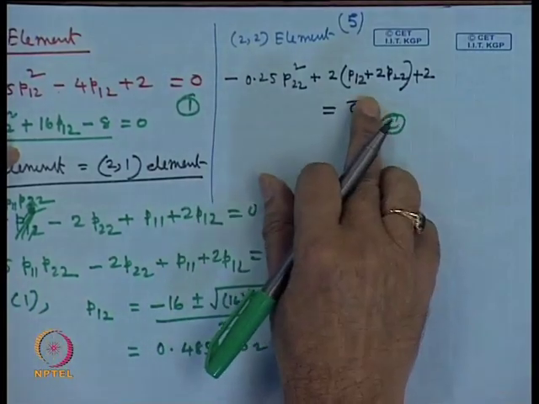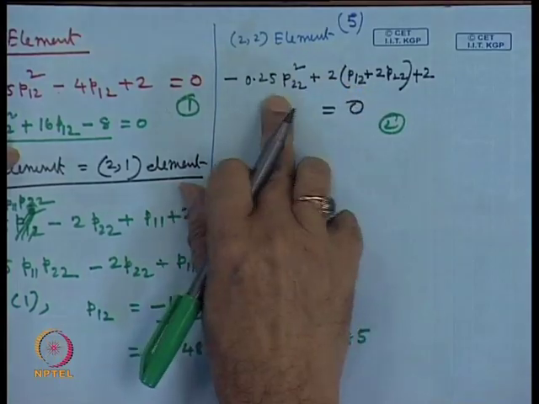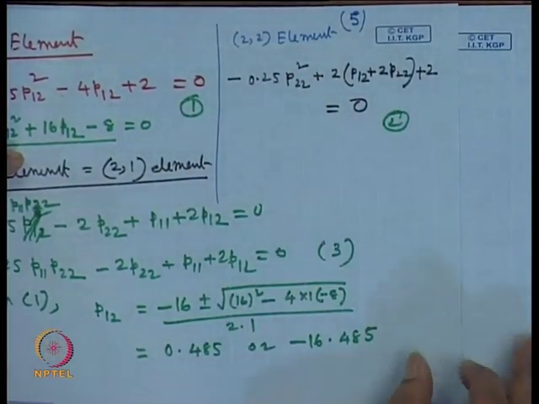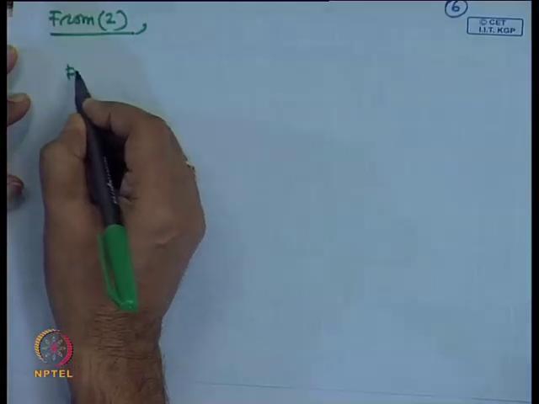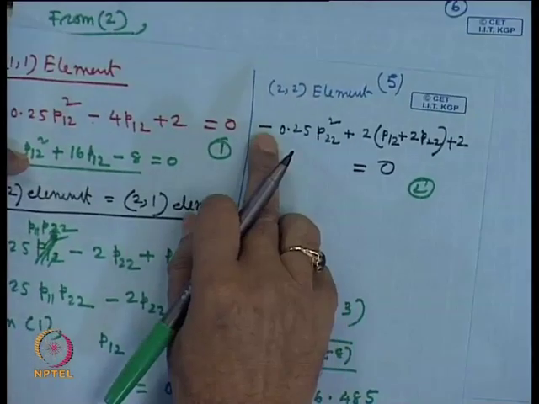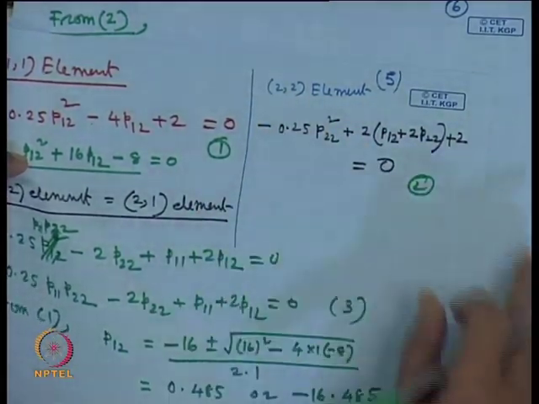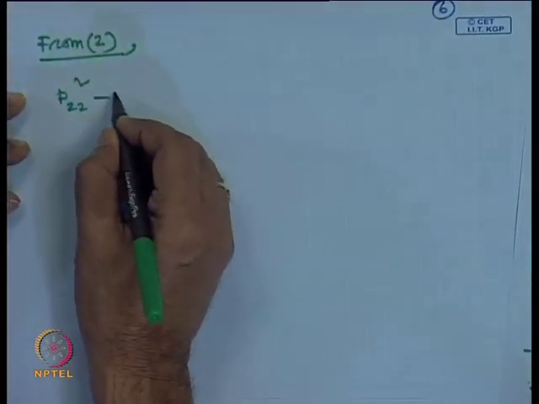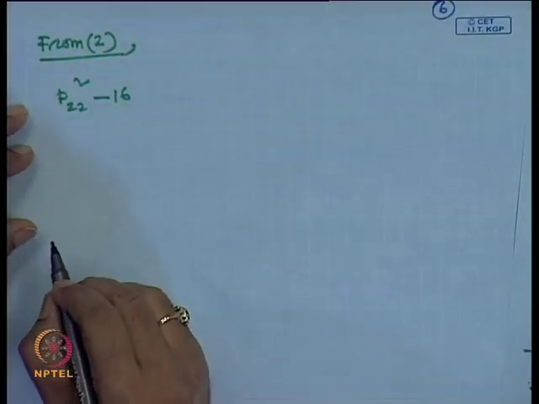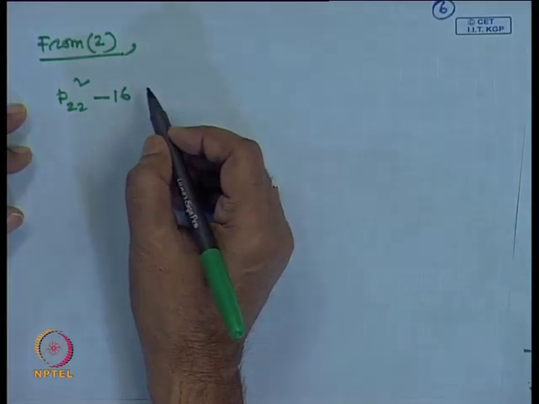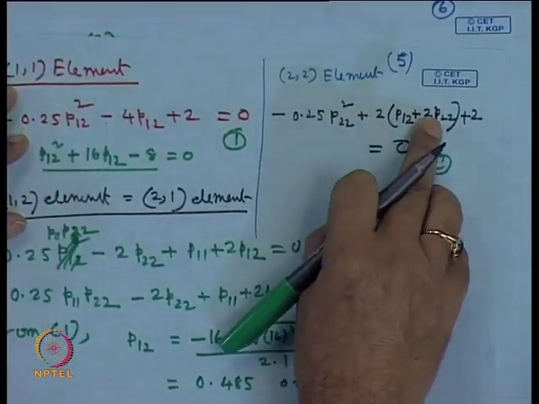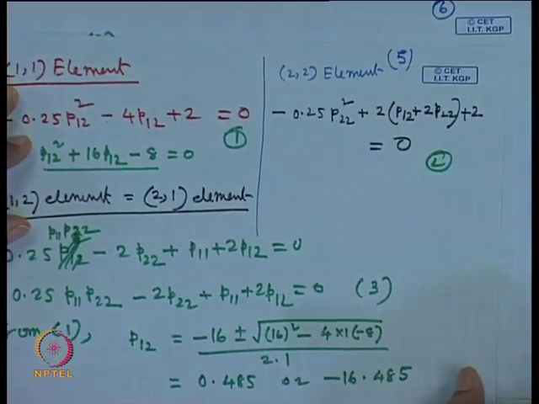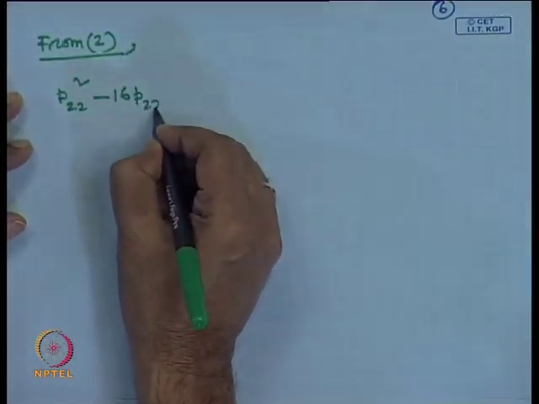P12 value here. If you put the P12 value here, you will get a quadratic equation in P22 form, okay? So, if you put the values of that expression, once again I multiply by minus 4 both sides. It will come P22 square minus 16, okay? 16, then it will be P22, this is 2, 16 how it is coming? 2, 4 multiplied by 4 means it is 16, minus 16 P22 minus 8.